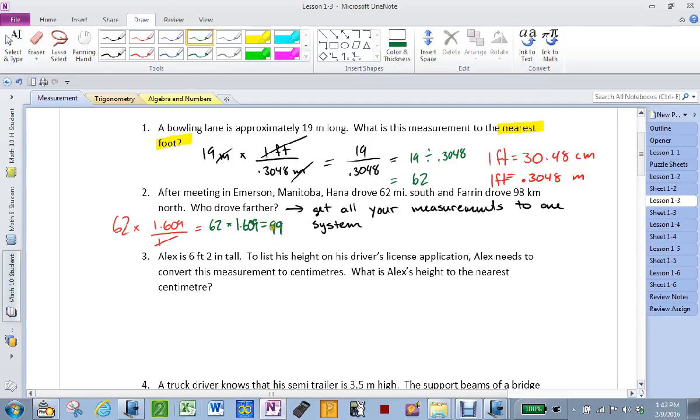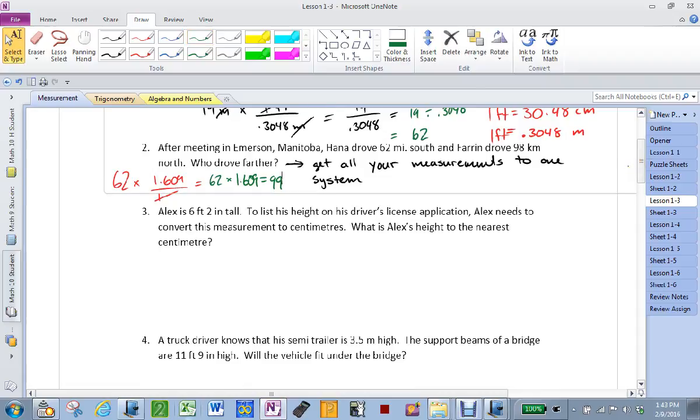99. Can you stop right there? Because you don't need the decimals, do you? Because already you can see who drove further, Hannah or Farron. Hannah, because she drove 99 and something, and Farron only drove 98. Cool? So I can stop right there, can't I?